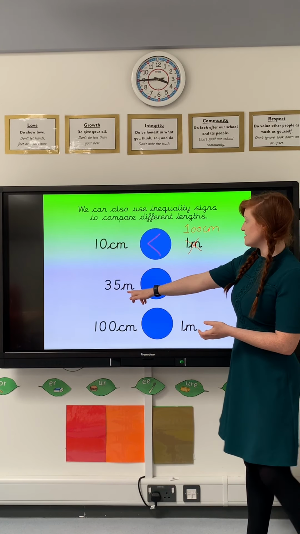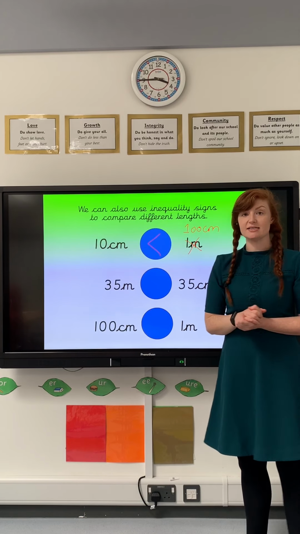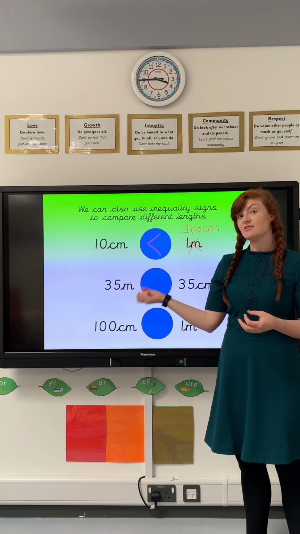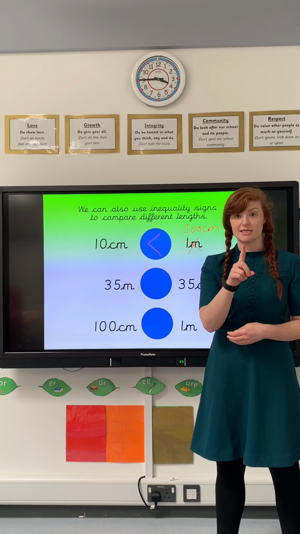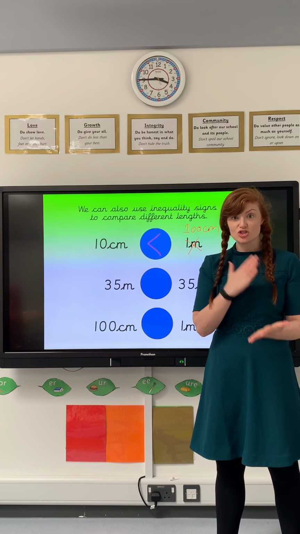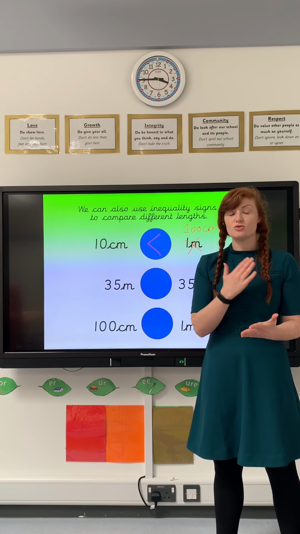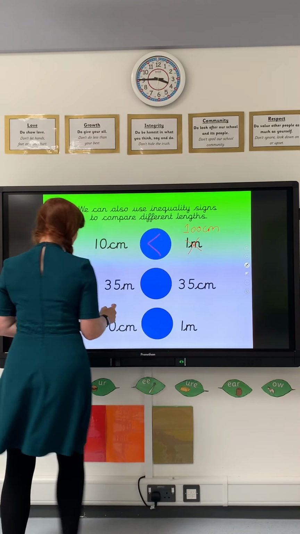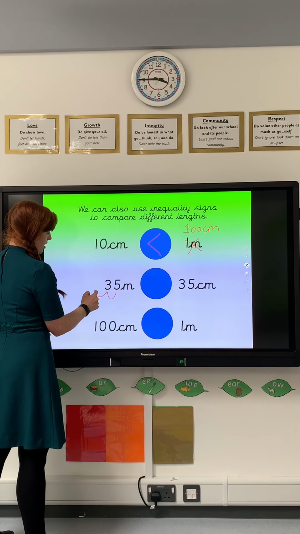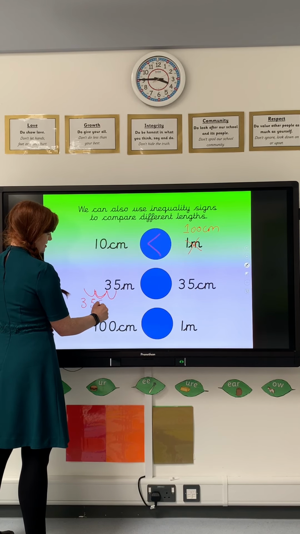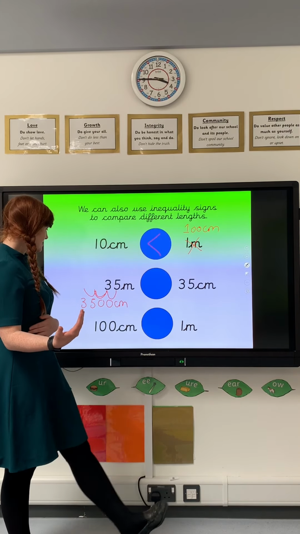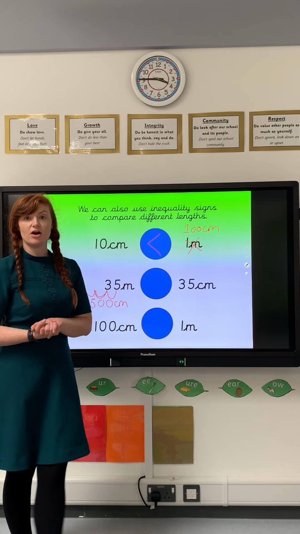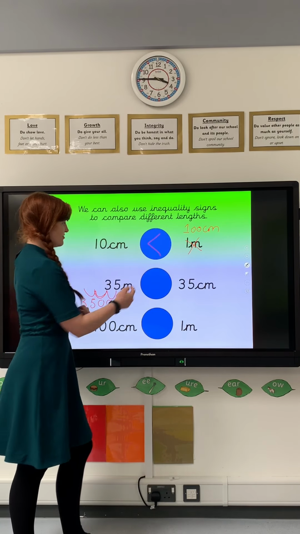And then I've got 35 metres and 35 centimetres. Again, I could change that 35 metres into centimetres. I know that there are 100 centimetres in 1 metre, so there's got to be 100 times 35 to get 35 metres. The way I do that is I move the 3 and the 5 two spaces, so it would be 3, 5, 0, 0 centimetres. And again, I can see that 3,500 centimetres is a lot more than 35 centimetres.